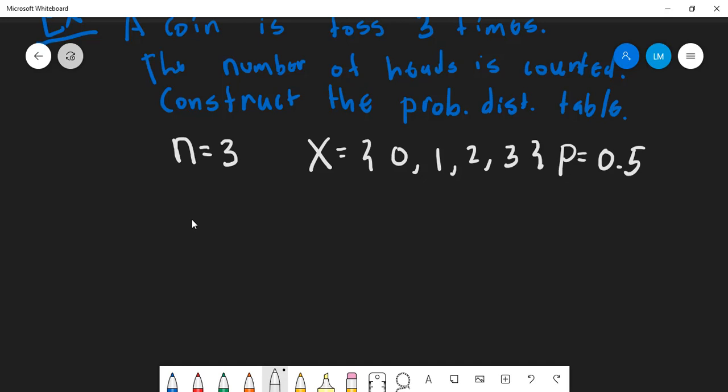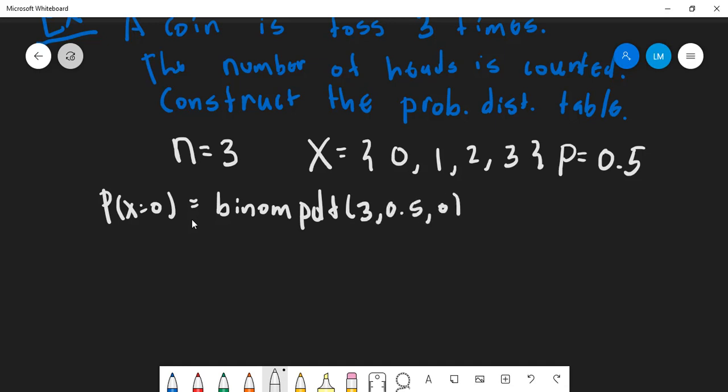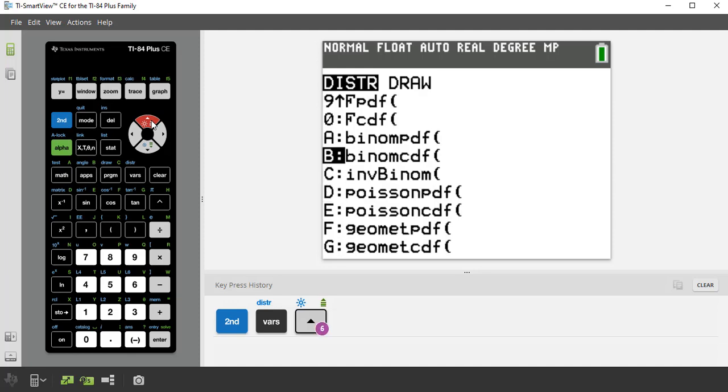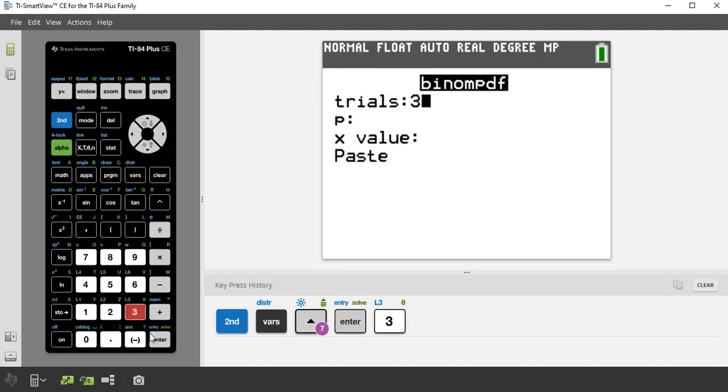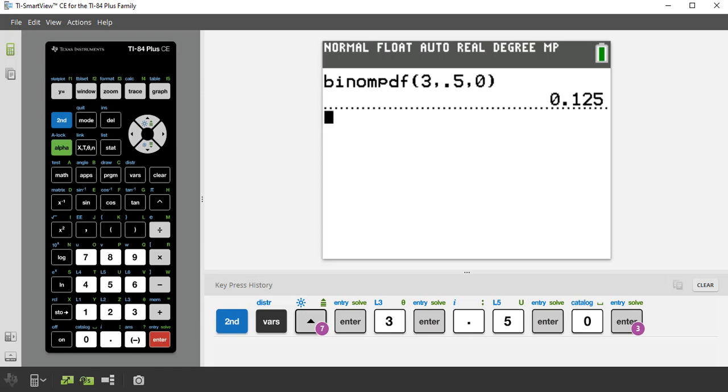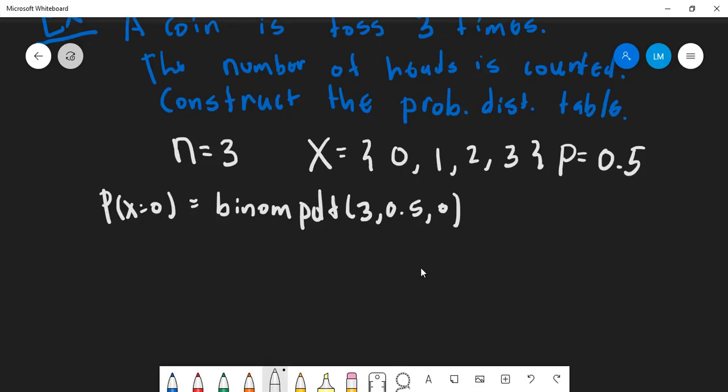So let's go ahead and find the probability that x is equal to 0, which is binomial PDF of 3, 1/2, and 0. If we do that in the calculator, that's second vars, binomial PDF. Trials is 3, 0.5 is our p, and our x value is 0. That's going to give us 0.125.